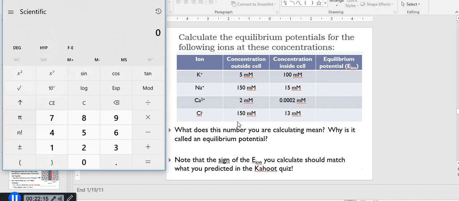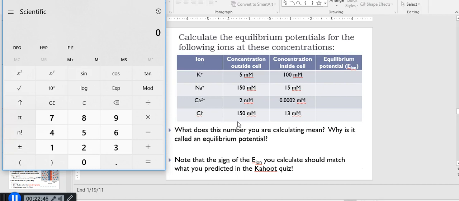Calcium. Anybody get calcium? 123, is that what you said? So I'm going to put a plus there just to be clear about it, but okay. What about chloride? What'd you get? I'm hearing minus 65. Sound good? Yeah, so you can calculate these. So, I'm going to come back to potassium.